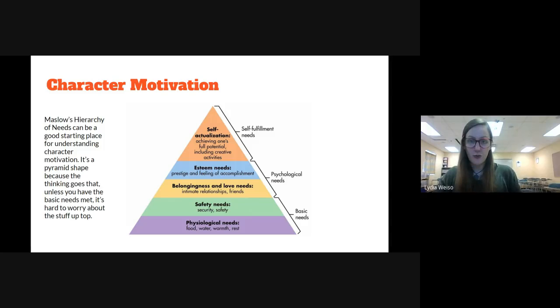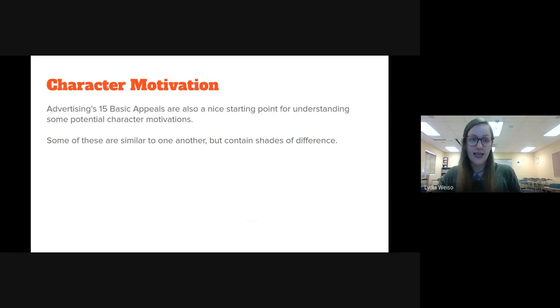Another way to think about character motivation that's really, really useful is advertising's 15 basic appeals. Now, this is a little weird, but it's this sense that every advertisement that you see is appealing to pretty much one of these 15 things. Now, some of these are very similar to one another, but contain shades of difference. And you can also slot them in different places in Maslow's hierarchy.